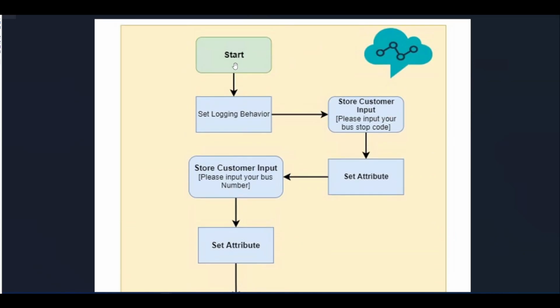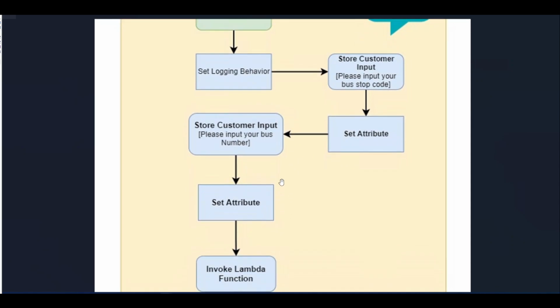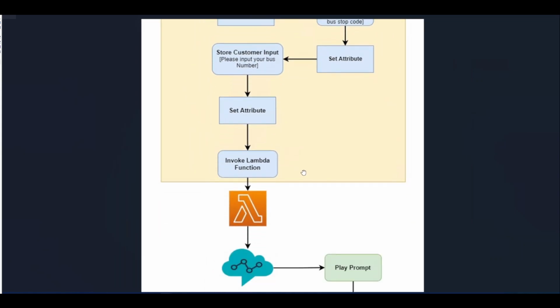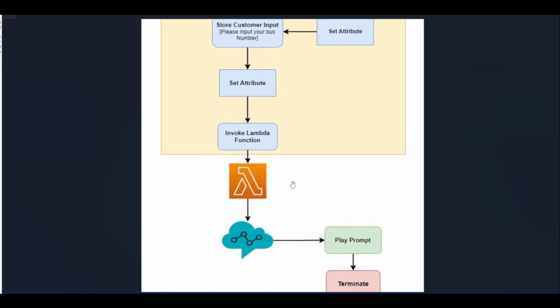So I'm setting the logging behavior. I'm storing the bus stop code number. Then I'm setting that to the attribute, and then again I'm asking for the bus number, setting that to an attribute, and invoking the Lambda with the parameters that I have received already.